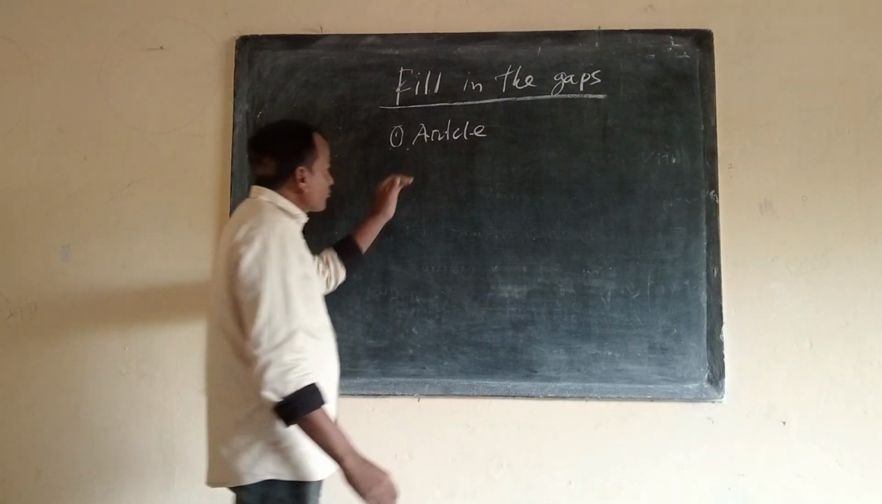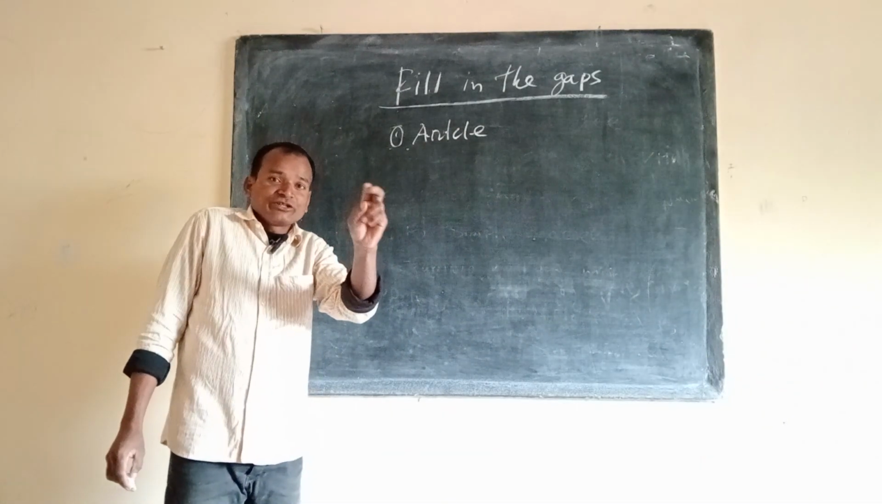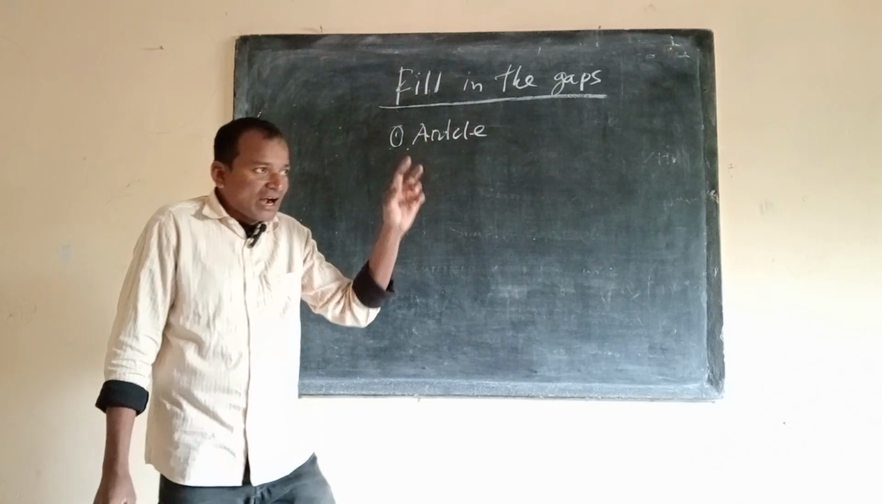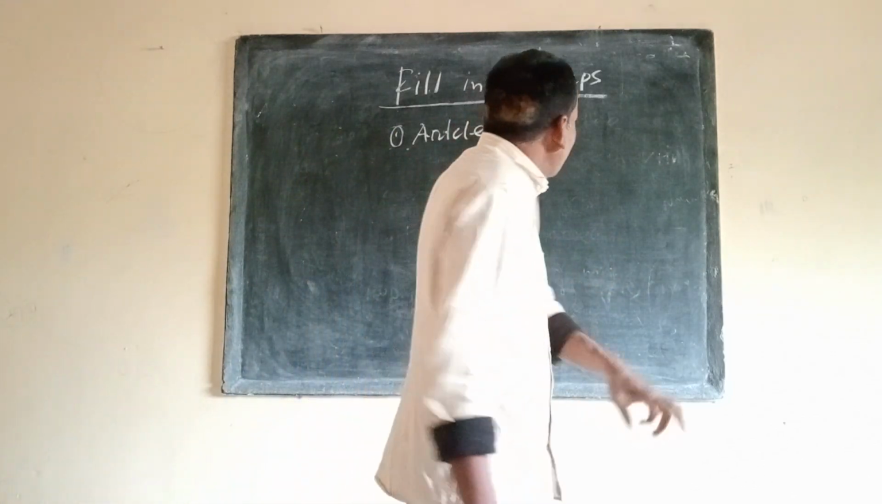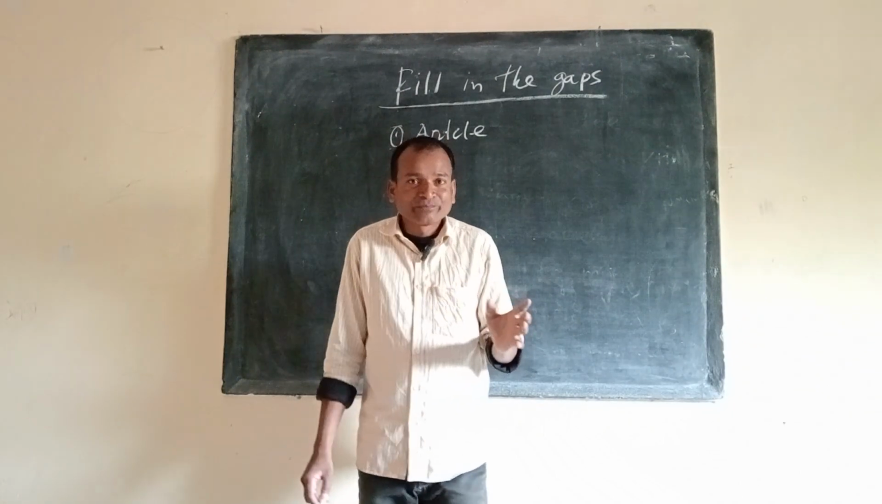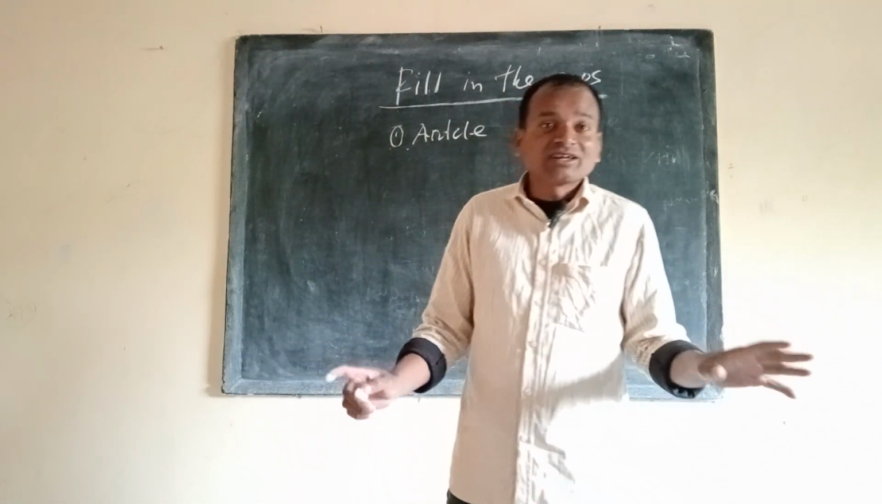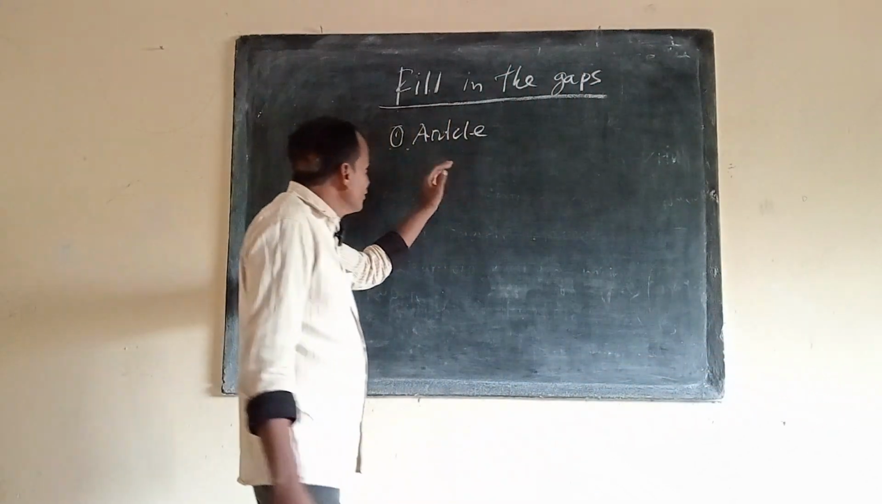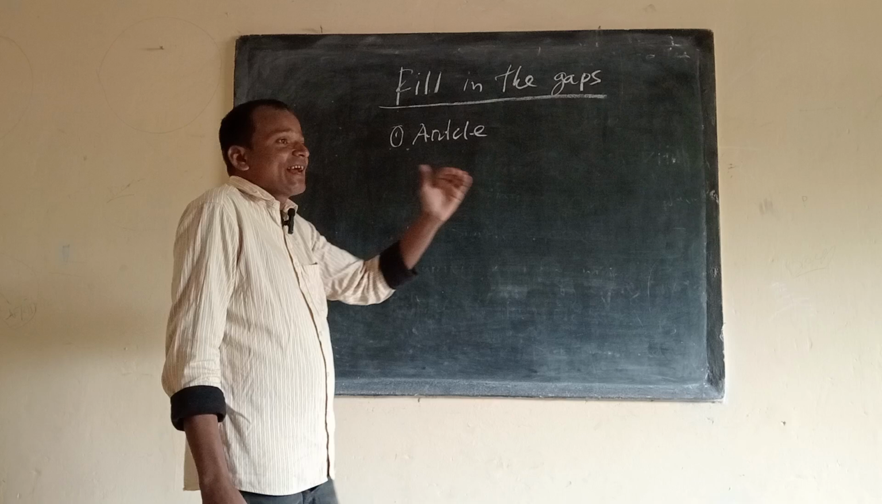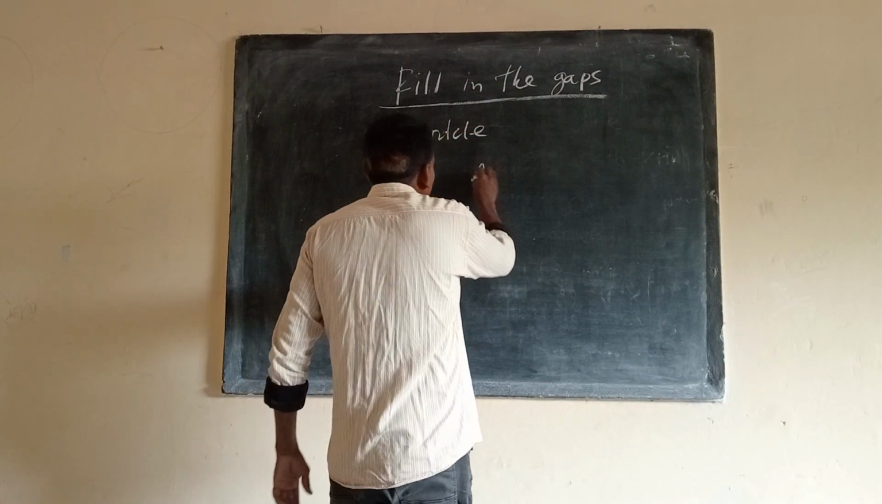So, when we talk about the article, first of all, we need to know the definition of article. What is called article? A and B is called article. I hope many of you know this. What is called article? Many of you do not know. Just you know B is an article. But we need to know what is called article. A and B is called article.